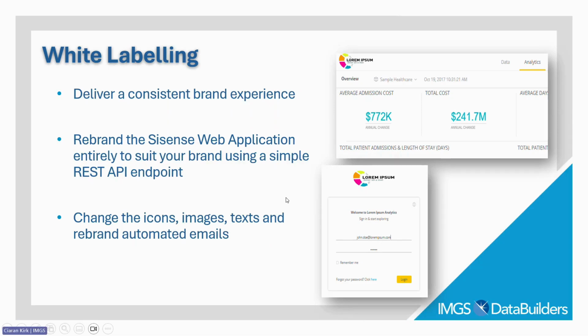So what can we do in Sisense when you're building out and embedding your product? First thing Sisense provides is the ability to white label, so that you can deliver a consistent brand experience. So you can rebrand the Sisense web application entirely to suit your brand using a simple REST API and endpoint. You can change all the icons, images, text, and even rebrand any automated emails, so that end users do not know they're using Sisense. It is your software.